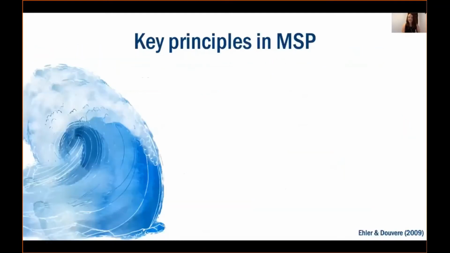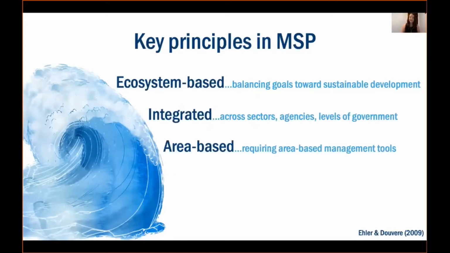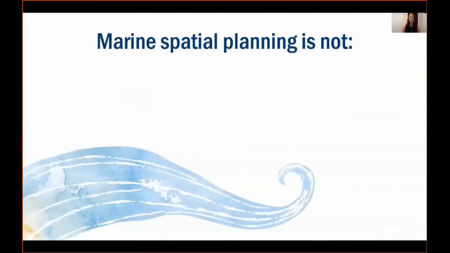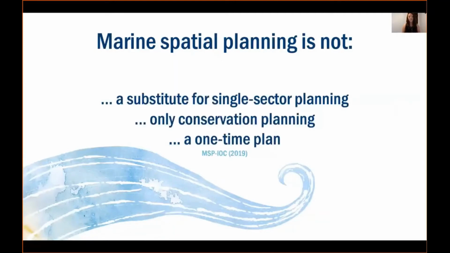In theory, we know that marine spatial planning is guided by these 5 key principles. It's an ecosystem-based process, it's integrated, it's area-based, it's strategic and anticipatory, and it's a participatory process. We also know that in theory, marine spatial planning is not a substitute for single sector planning. It's not only conservation planning, and it's not a one-time plan.